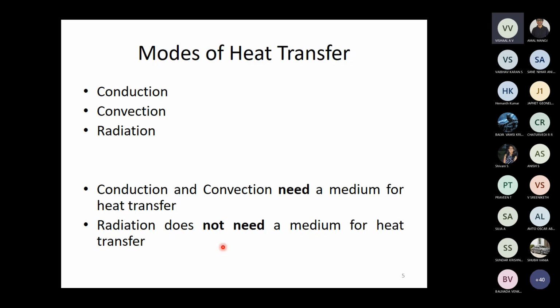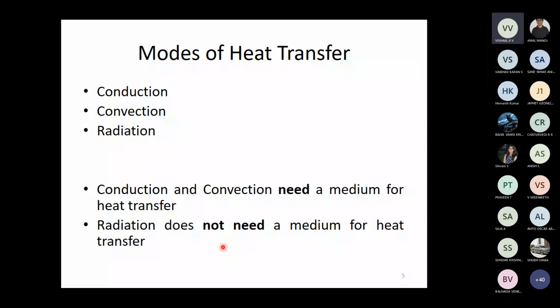Therefore, for radiation to take place in its full force, there should actually be no medium. That's when the radiation works best. So radiation actually does not need a medium. Therefore, solar radiation travels from the sun to the earth through a vast space, which is basically a vacuum. After traveling through the vast space, it enters the Earth's atmosphere, and there it gets attenuated.